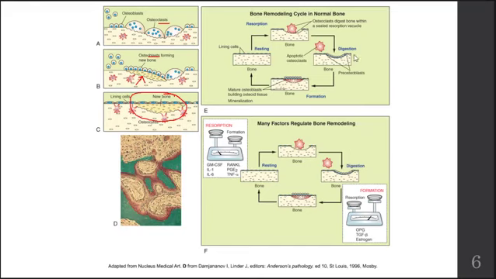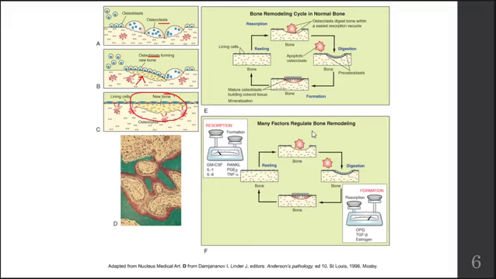The right part of this slide is showing you the bone remodeling cycle that just happens in normal bone. Again, breaking down old bone and laying down new bone, constantly refreshing it. And so you can see it runs in a cycle.